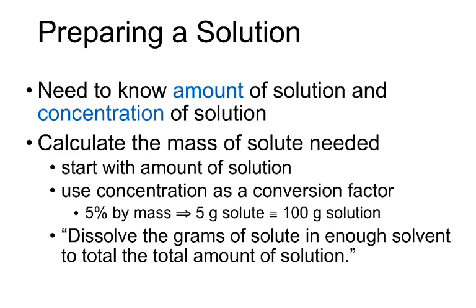How do you prepare a solution? You need to know both the amount of solution that you're making and the concentration. If you're going to prepare it in a lab, you want to start with the mass of solute. So start with your amount, use your concentration as a conversion factor, and then take whatever mass of solute you weigh out, and dissolve it in enough solvent to get to your total amount of solution. If say you're making 100 milliliters of something, you don't want to measure out 100 milliliters of water and then dissolve your solute in it, because that solute will take up some volume.